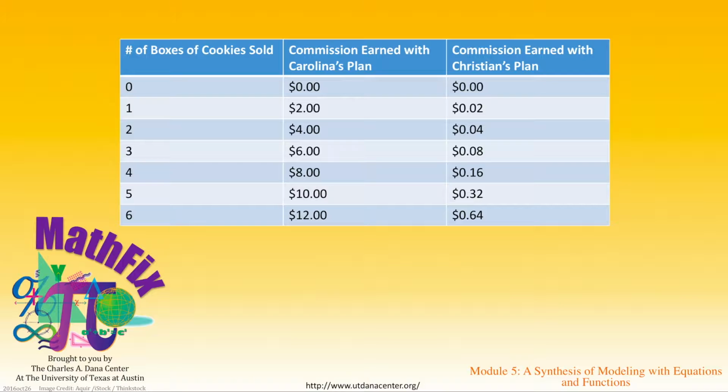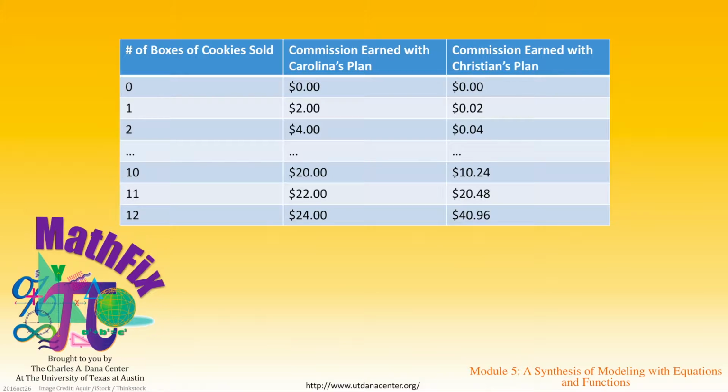At this point, students might conclude that Christian's plan is the one to choose. They may even extend the table out a bit further, say up to 5 or 6 boxes, to prove their point. And if the typical employee would sell around this many boxes of cookies, they would be right on to recommend going with Christian's plan. But what happens as employees sell more and more boxes of cookies? Students will want to find out if there is a point where Carolina's plan becomes more desirable.